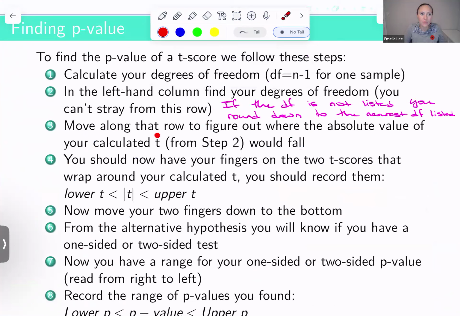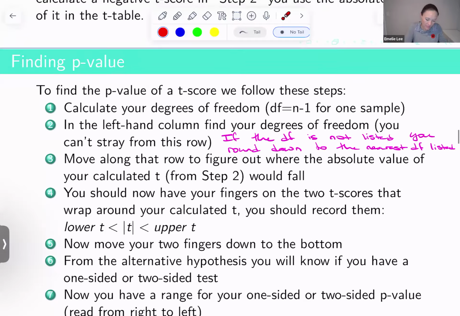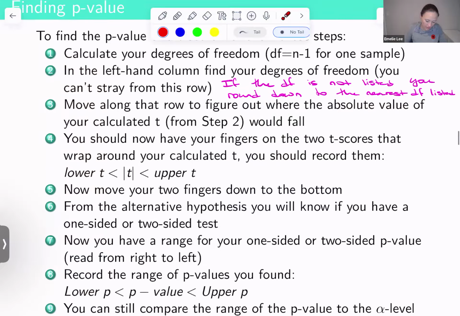Now, you're going to move along that row to figure out where the absolute value of your calculated t from step 2 in your hypothesis test would fall. This is to find the p-value, in case I didn't say that. Now, you should have your 2 fingers on 2 t-scores that wrap around your calculated t, and you should record them, just like we were doing for z, right? The absolute value of t now is between the lower t and the upper t. So you have to write those down to show your work.